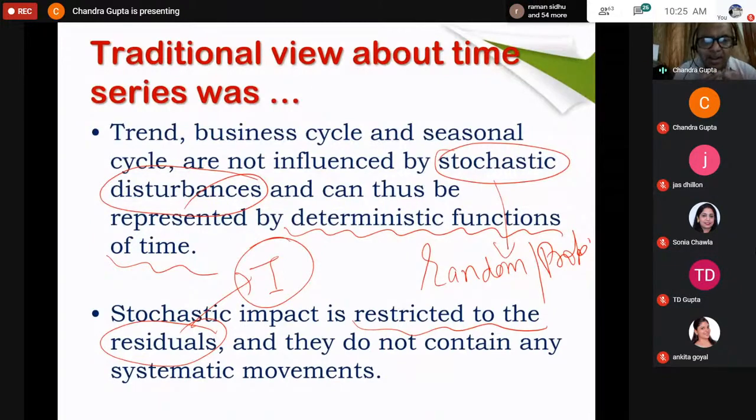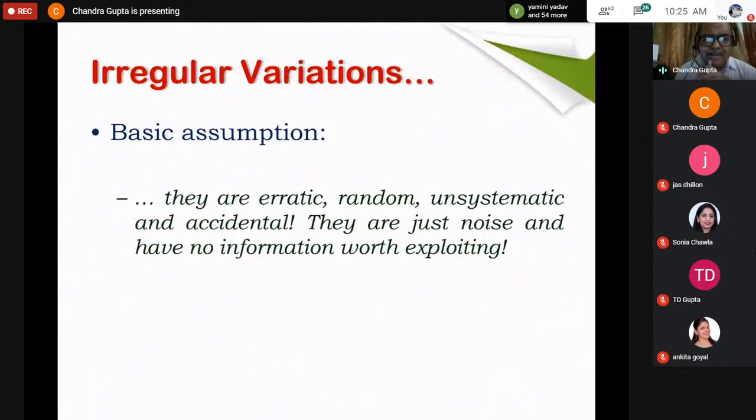This irregular component does not have any systematic behavior. It's noise, does not have any information content, and normally we throw it out from our analysis. The basic assumption about irregular variation is that they are erratic, random, unsystematic, and accidental. They are just noise, with no information worth exploiting. That is one of the basic assumptions in the traditional view about time series.